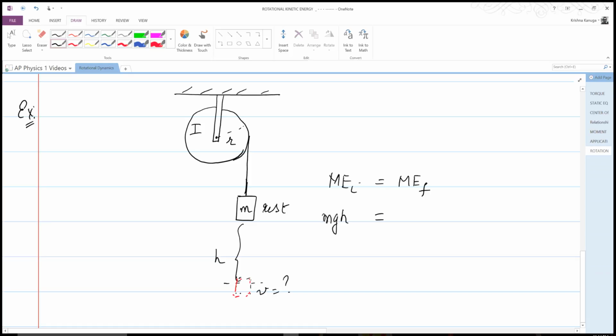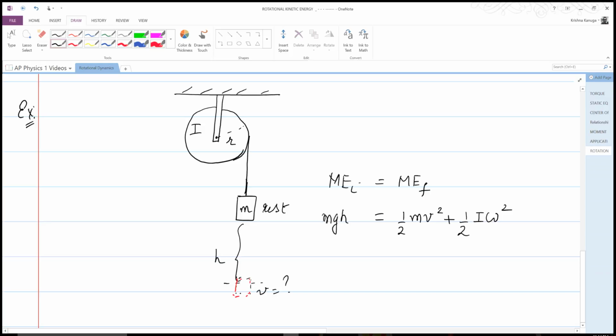Now at the end, when the block has fallen, not only is the block moving, but the pulley is also spinning. So we have to account for the kinetic energies of both the objects. So we account for the kinetic energy of the mass, which is 1/2 mv squared, and we account for the rotational kinetic energy of the pulley, which is equal to 1/2 I omega squared.